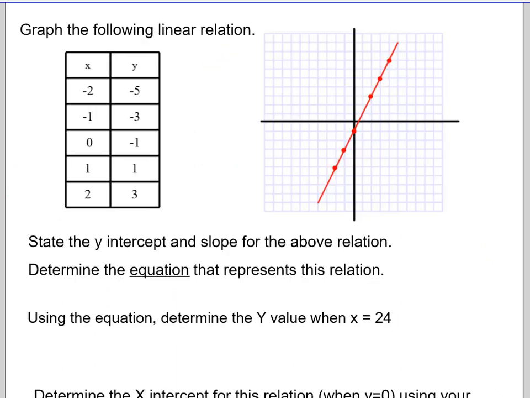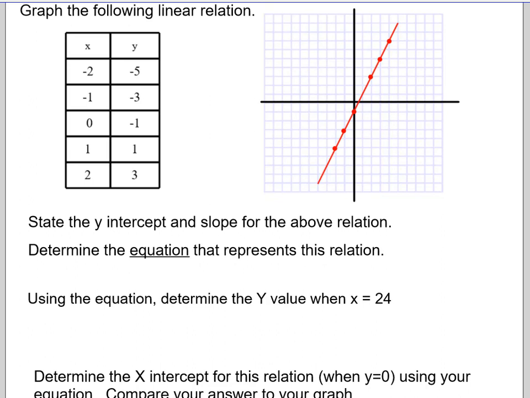Let's try something a little bit more connected to our linear relations. I've already graphed this relation for you, so I have my table of values, I've drawn the picture, we can see it's linear, so we're not going to spend any time proving that. The first part says state the y-intercept and the slope for the above relation. So my y-intercept I know comes when my x equals 0, so my y-intercept is (0, negative 1), and it's that location right there. My slope I could get from either the picture, I could look at my rise and my run.